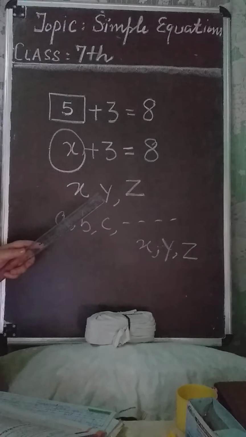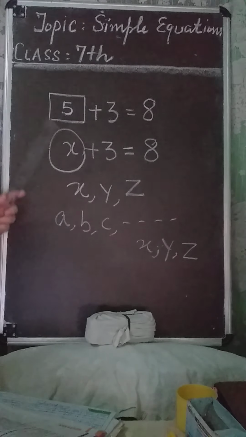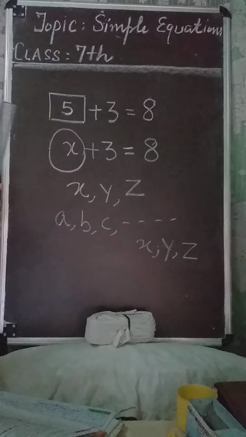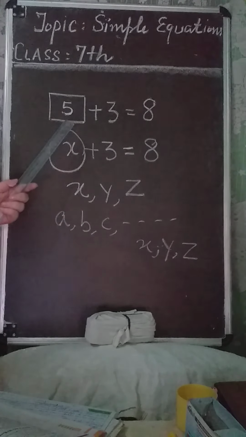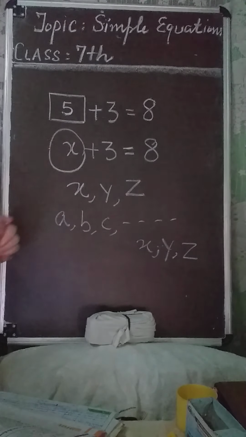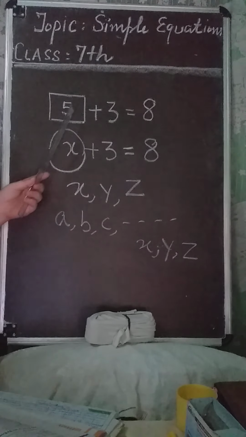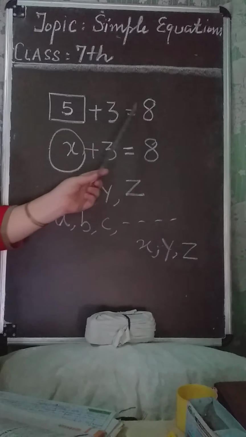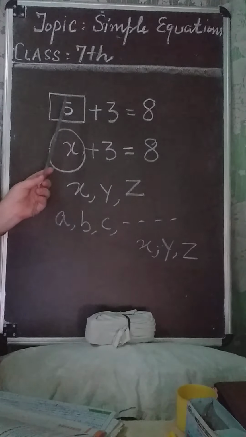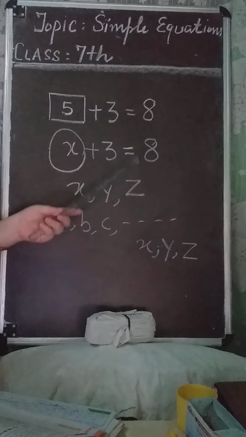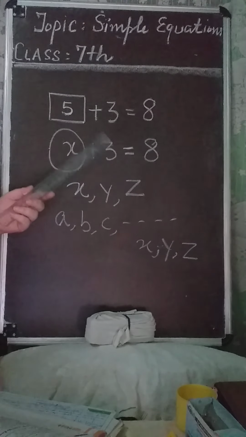Right children? So our next topic is how to balance an equation. I have not yet discussed equations with you, but I have to go back to the elementary class where this type of fill-ups were coming. You have usually done it. So if I write 5 here and 8, 5 plus 3 is 8. That means these two sides are now balanced. The value here is equal to the value here. This is called balancing of both the sides.